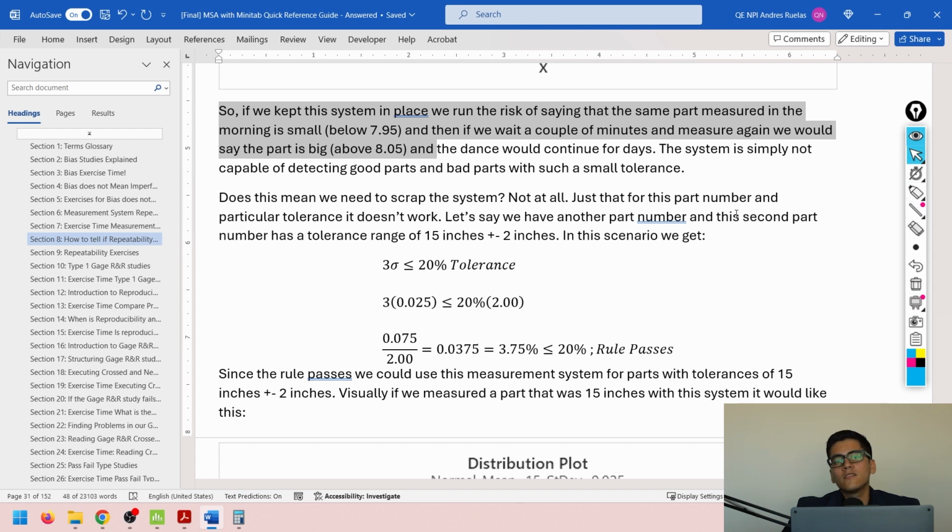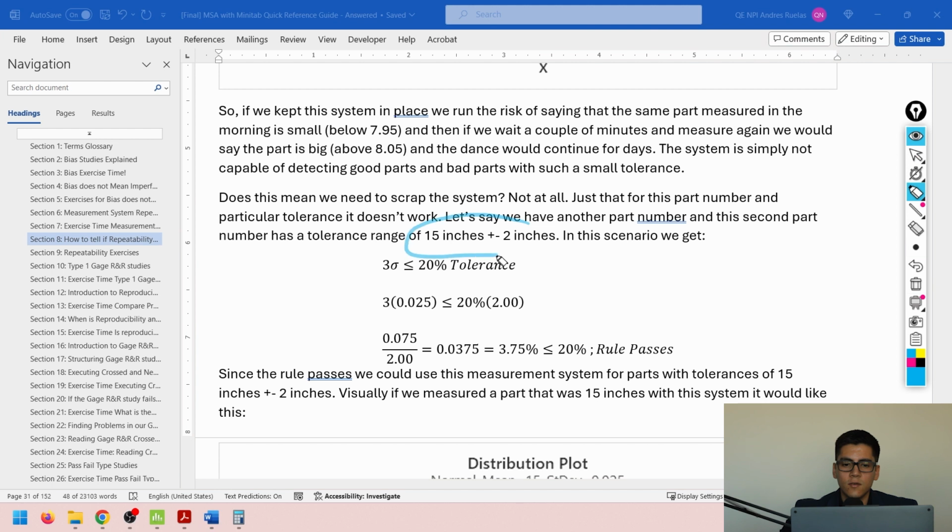Now, does this mean that we need to scrap the system? Do I need to throw out my CMM machine? No. We simply need to identify what this system is actually useful for. Let's say I want to use the same system that I did not want to use previously because it couldn't meet the specification, and I want to use it now for a tolerance of 15 inches plus minus 2 inches. The tolerance is now a lot bigger.